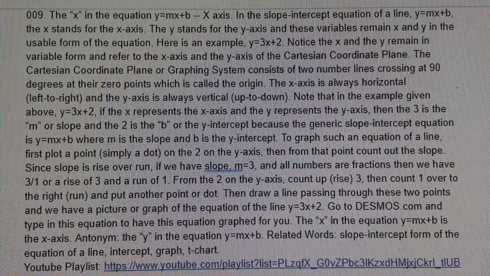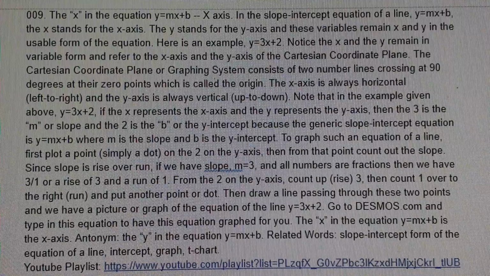The x-axis is always horizontal (left to right), and the y-axis is always vertical (up and down). Note that in the example given above, y = 3x + 2, if the x represents the x-axis and the y represents the y-axis, then the 3 is the m, or slope, and the 2 is the b, or the y-intercept, because the generic slope-intercept equation is y = mx + b, where m is the slope and b is the y-intercept.